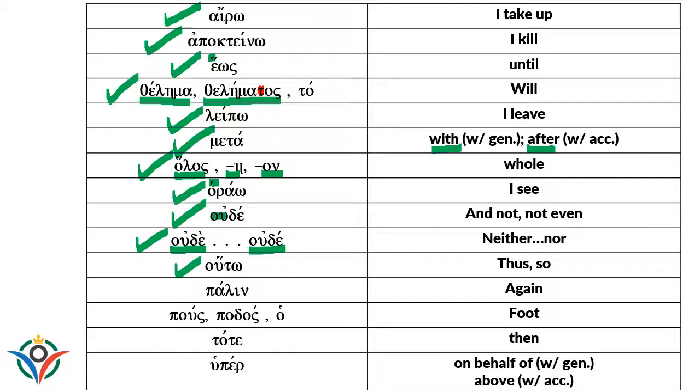Then we have huto with a rough breathing mark, and that means thus or so. Next we have palin, which means again. Next we have pus pados ha, which means foot. Then we have tote, which means then. And finally we have hupe, which can mean on behalf of with a genitive and above with its object in the accusative case.